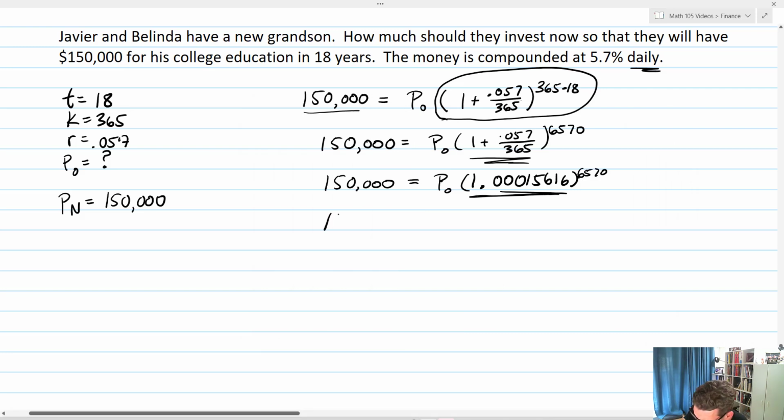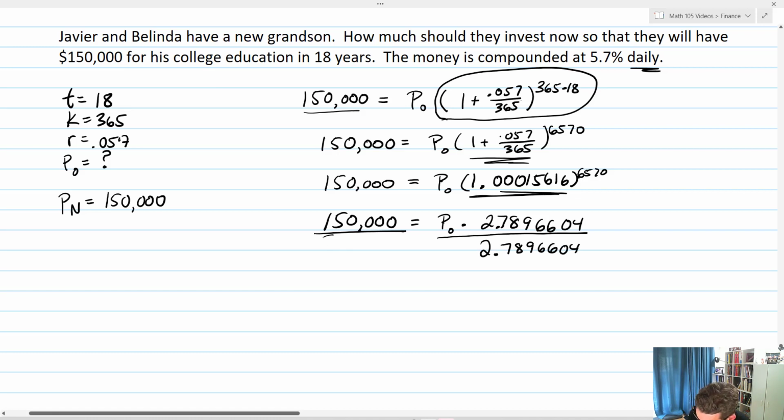So I got 150,000 is going to equal P naught times 2.78966, and we'll just do 0.4. Okay? Now my job, I've just got to do a little bit of algebra. I'm just going to divide out. I'm going to isolate P naught. So I'm going to take that, divide by 2.7896604 on both sides.